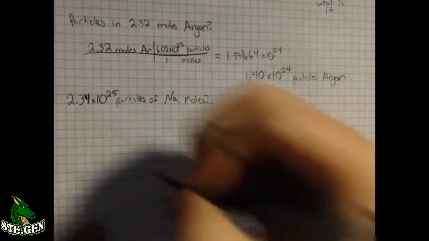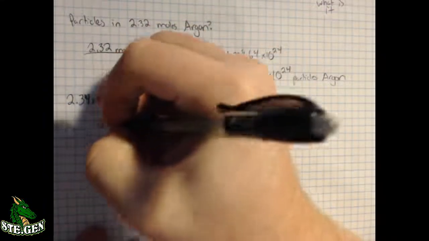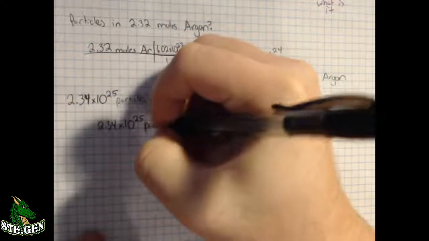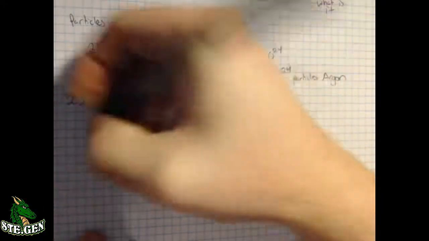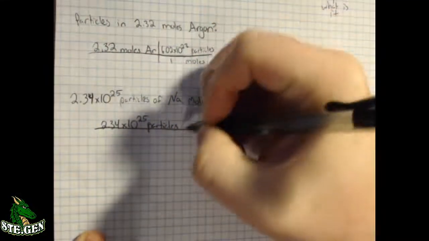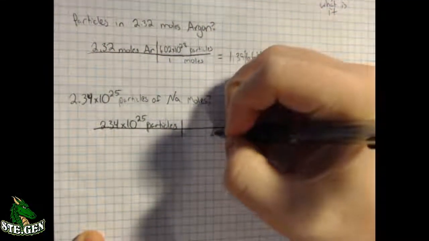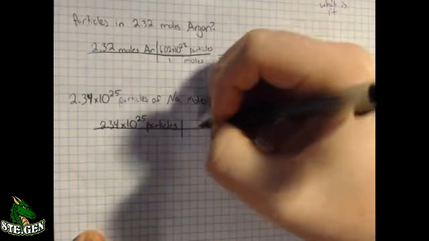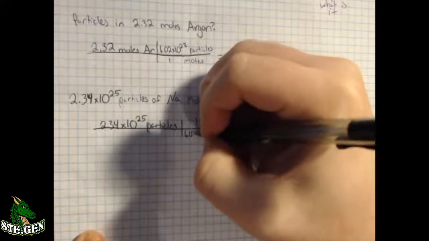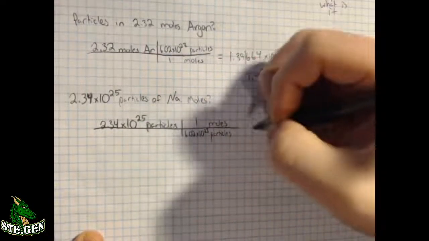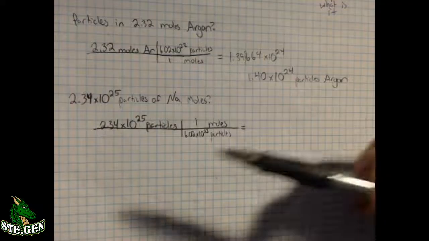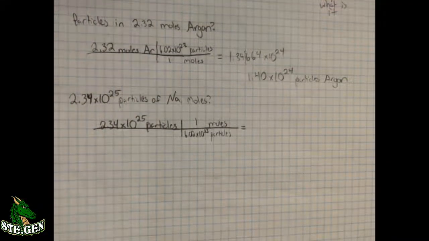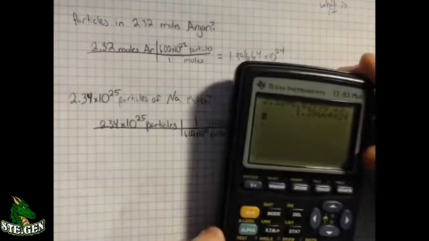So to convert, we're going to start with our particles, put those on top. 2.34 times 10 to the 25th particles. And we're going to do the same conversion factor, except now we're going to have to put it on bottom. We want particles on bottom, moles on top. 1 mole is 6.02 times 10 to the 23rd particles. Now you might think, okay, well, this is only like 2 bigger than this, so this probably is not going to actually be that large of an amount of moles. So let's go ahead and plug it in.